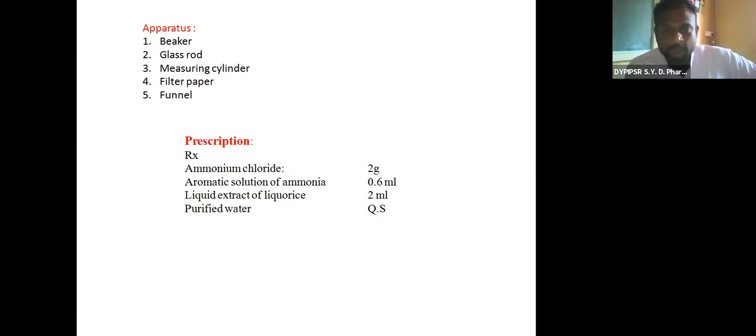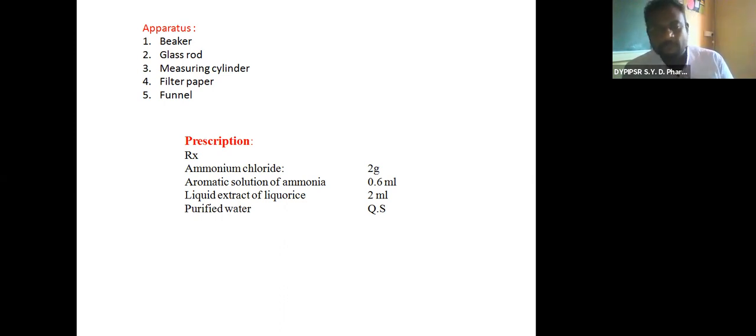The quantity of ammonium chloride we are going to use is 2 gram. Of the aromatic solution of ammonia we are going to use 0.6 ml, that is 1 drop. Only 1 drop of aromatic solution of ammonia we are going to use here. Then we are going to use liquid extract of licorice, only 2 ml. And purified water, quantity sufficient, that is, purified water as per the required quantity.